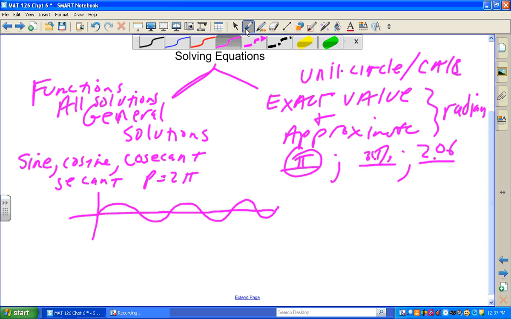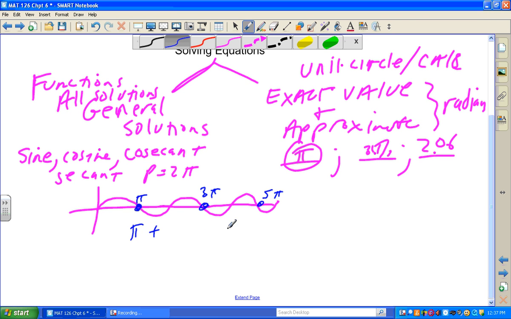Pi would be this point, and sine would be right here. Well, pi would be an answer. 3 pi would be an answer. If I kept going, 5 pi would be an answer, so on and so forth. So usually you add your counters to any general solution. So you take this angle, pi, and you add the period 2 pi n, where n stands for an integer. How far do you go up? That works for all infinity.